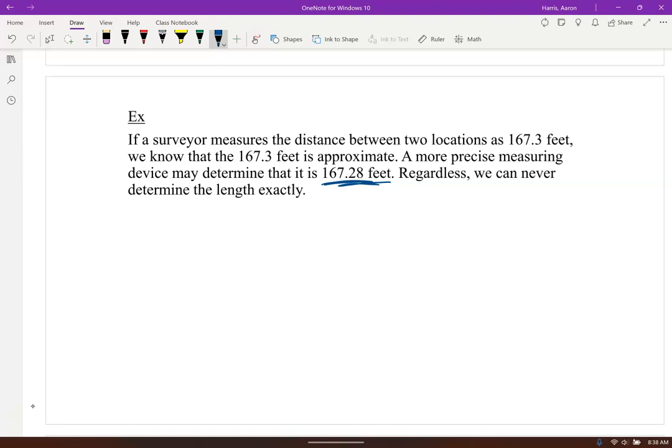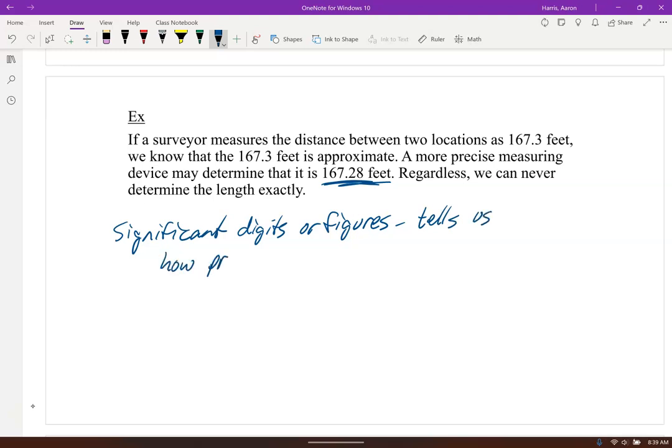So significant digits or figures, and this is what we're going to talk about today, tell us how precise a measurement is.